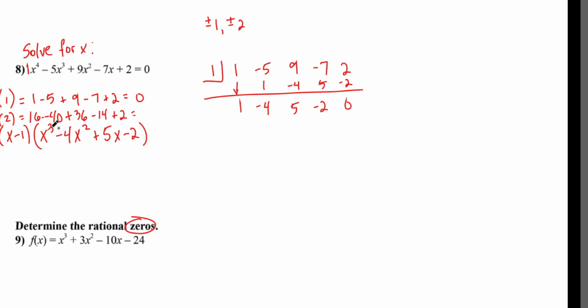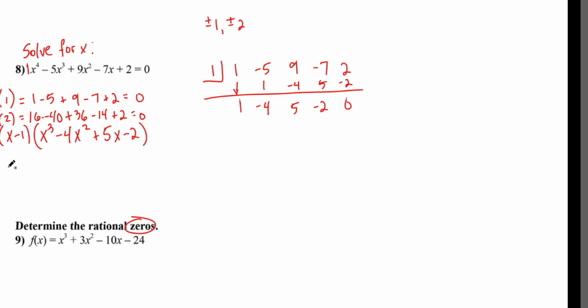Let's see what that equals. Let's do this one first, that's easier. Negative 40 plus 36 is negative 4. 16 minus 14 is 2. Negative 4 plus 2 is negative 2, plus 2 is 0. So yes, it does work. I kind of cheat a little bit because I've already done it, but that's how you do it.